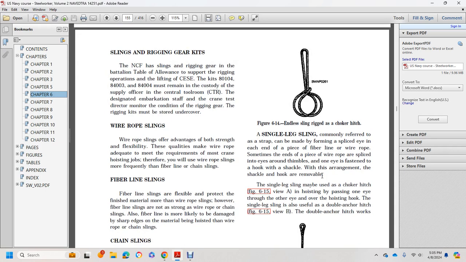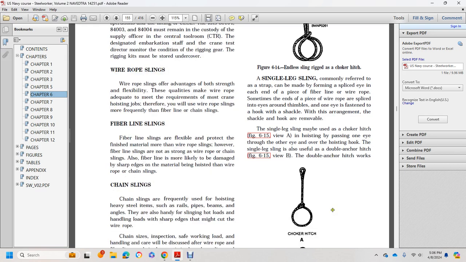The single leg sling, commonly referred to as a strap, can be made by forming and splicing an eye in each end of a piece of fiber line or wire rope. Sometimes the end of a piece of wire rope is spliced into eyes around thimbles, with one eye fastened to a hook with a shackle arrangement, as a removable sling leg. A sling may be used with a choker hitch, figure 6-15 view A, by passing one eye through the other eye over the hoisting hook. The single leg sling is also used with the double anchor hitch, figure 6-15 view B. Double anchor hitch works.